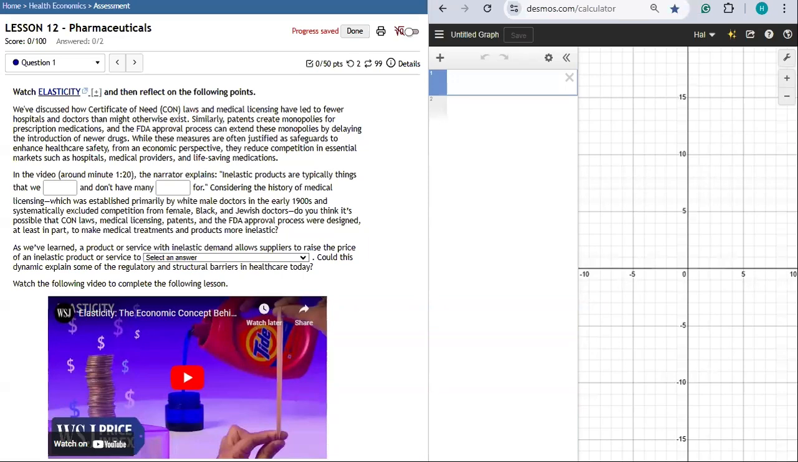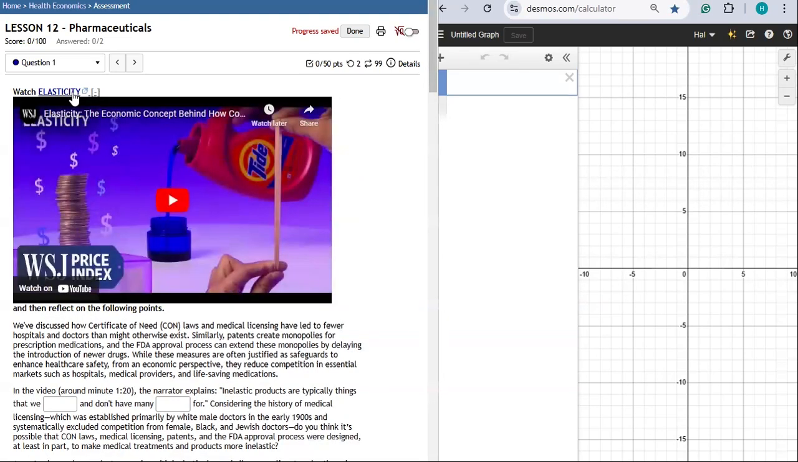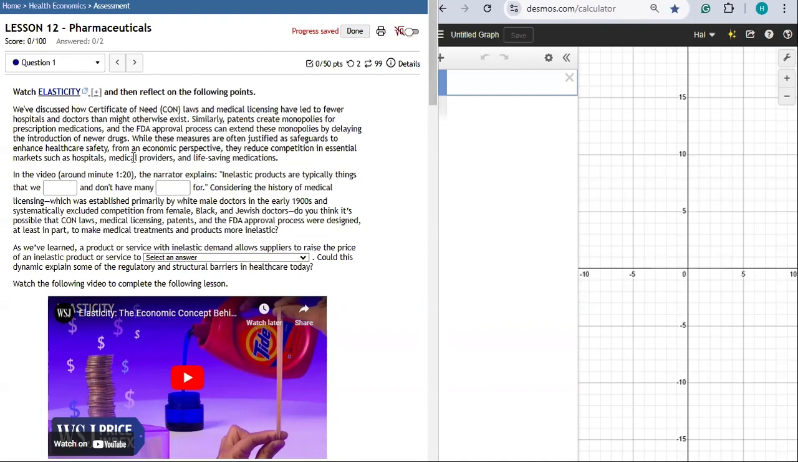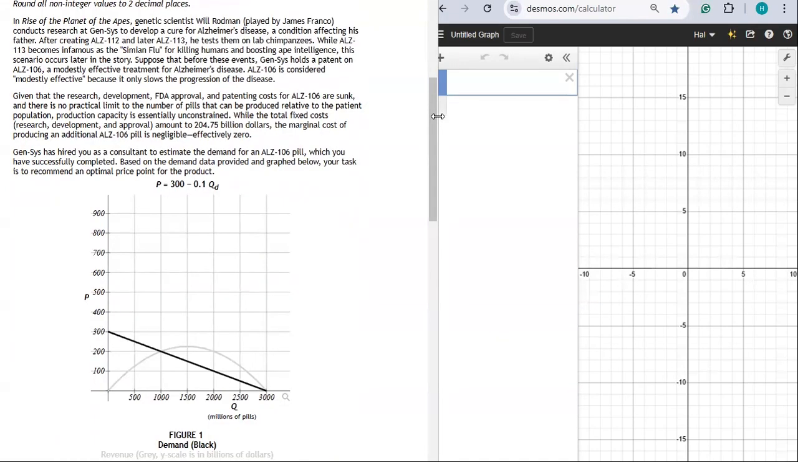In lesson 12, we're going to look at the pharmaceutical industry. Before we do that, we want to review elasticity. You do that by clicking on this plus and watching this video. After watching the video, answer the following questions. After watching the video, we can apply what we learned in the following lesson.